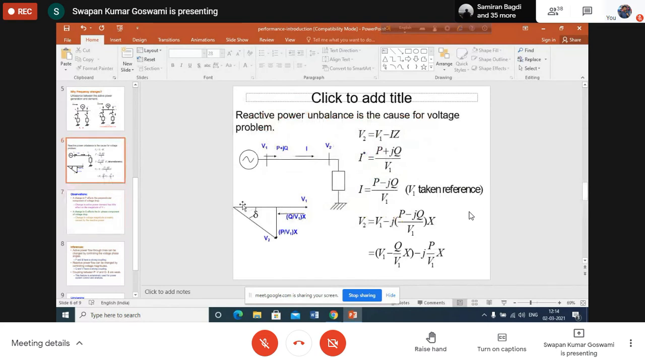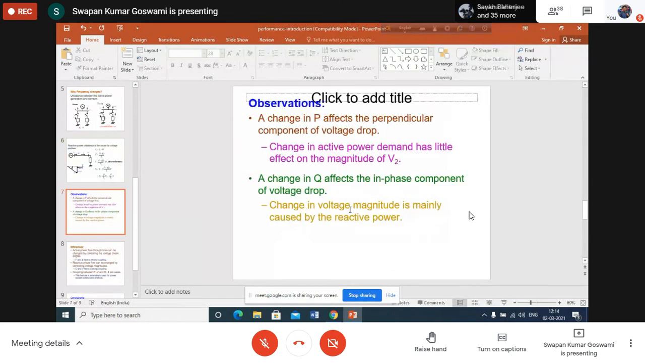As we have mentioned, this component is being reduced. The change in Q affects the in phase component. Therefore, change in voltage magnitude is mainly caused by the reactive power. Or you can say that active power variation mainly causes phase angle variation, reactive power variation mainly causes magnitude variation. Or in the reverse way, if you change the phase angle, then active power flow will change. If you change the voltage magnitude, then mostly the reactive power will change.